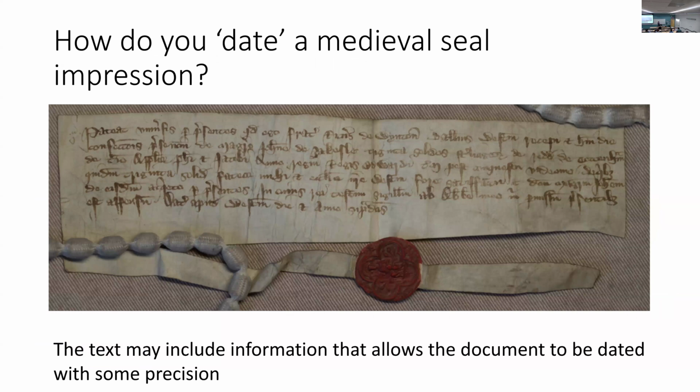So, for example, how do we date the seal? If you're dealing with a seal impression that is attached to a document, in some ways it's pretty straightforward. You read the document, and it'll often tell you exactly the day that the document was composed, and that allows you to say something like September 21st, 1372, this seal was in circulation.